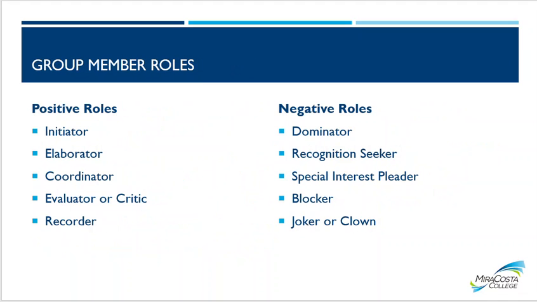So some group member roles, there's some positives and there's some negatives. The positive are the initiator, elaborator, coordinator, evaluator, and recorder. Some of the negative roles can be the dominator, recognition seeker, special interest pleader, the blocker, and the joker or clown.